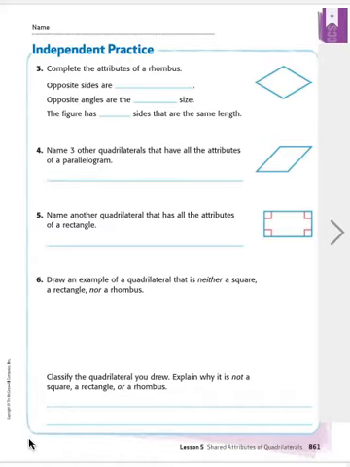That is spelled P-A-R-A-L-L-E-L-O-G-R-A-M. And then it says explain why it is not a square, a rectangle, or a rhombus. Why is it not one of those things? Well, first of all, a rectangle and a square have 4 right angles. It doesn't have 4 right angles, so let's write that down. A parallelogram does not have 4 right angles.